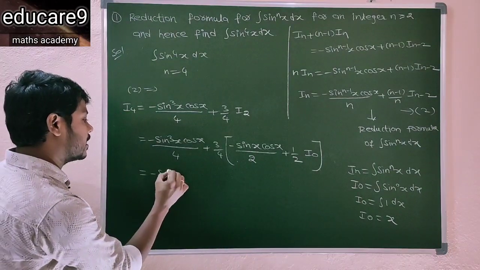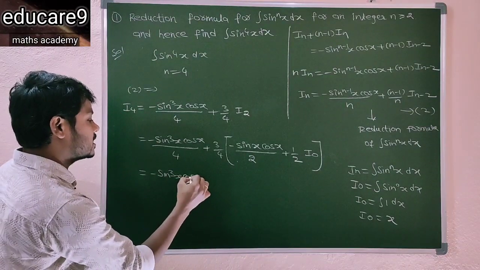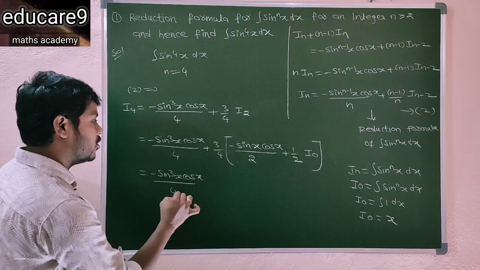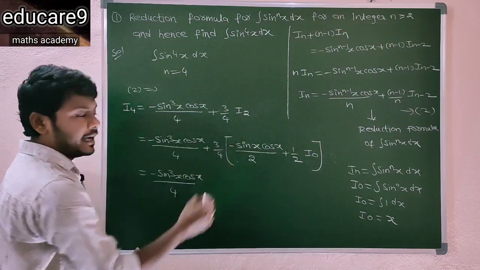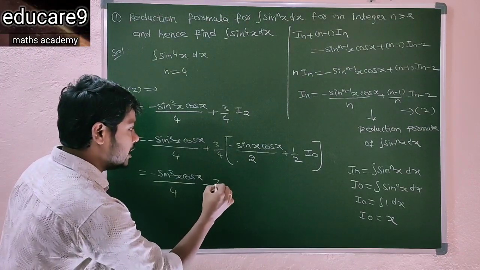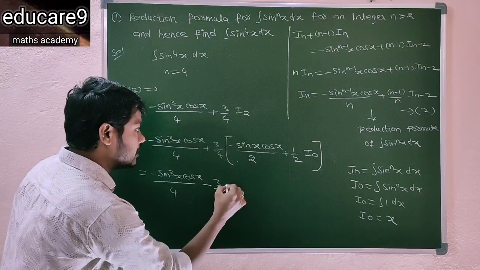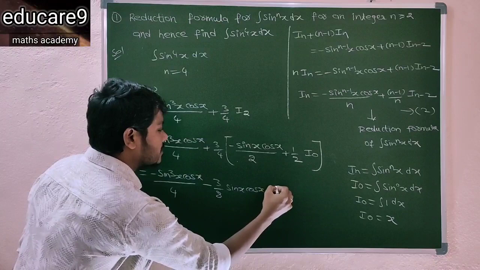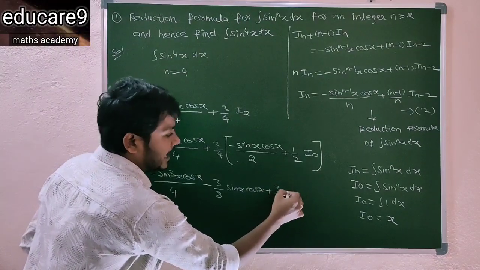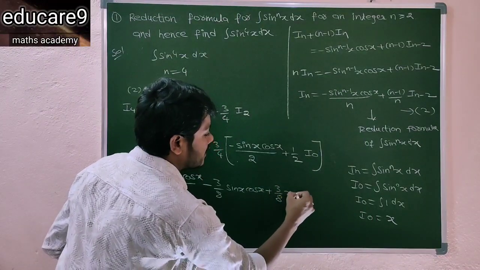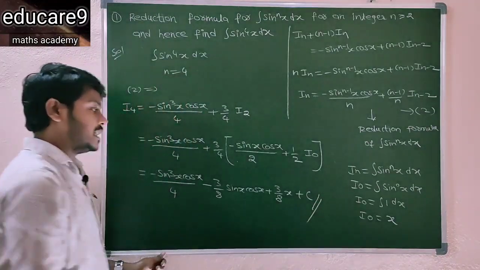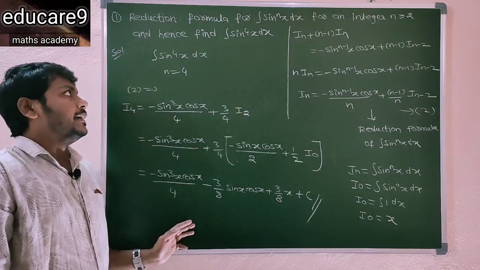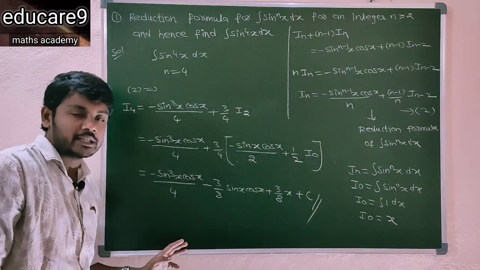So substitute here, what you get? Minus sin^3 x cos x divided by 4 minus 3 by 8 sin x cos x plus 3 by 8 into I0 value, x, plus c. So this is the integration of sin^4 x dx.